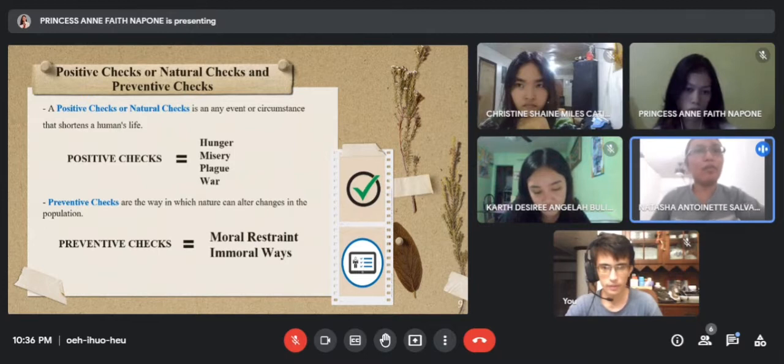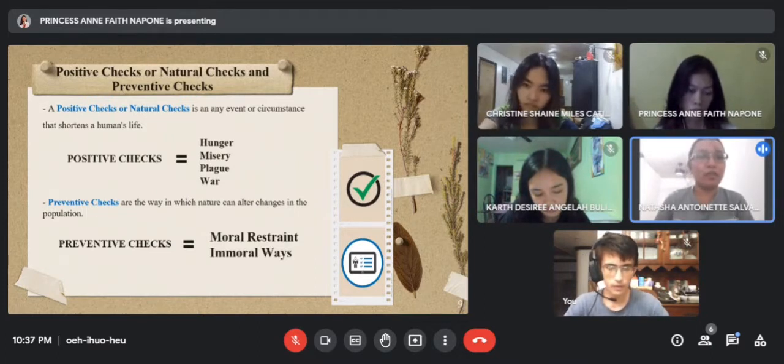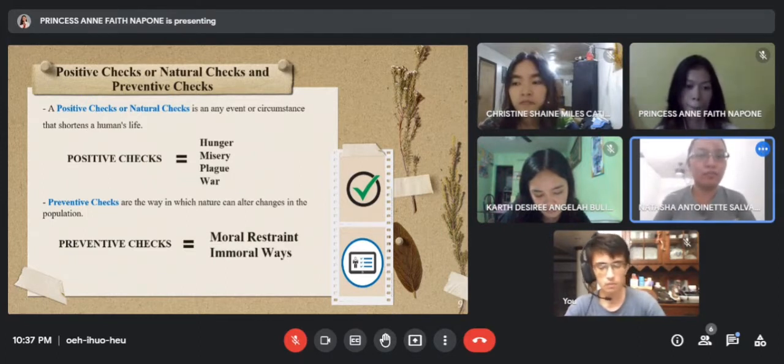While preventative checks are the way in which nature can alter changes in the population. It means this kind of check reduces the birth rate to control the population. It was mentioned in the slide, in which nature can alter changes in the population, such as moral restraint, known as postponing marriage, and immoral ways or birth control.